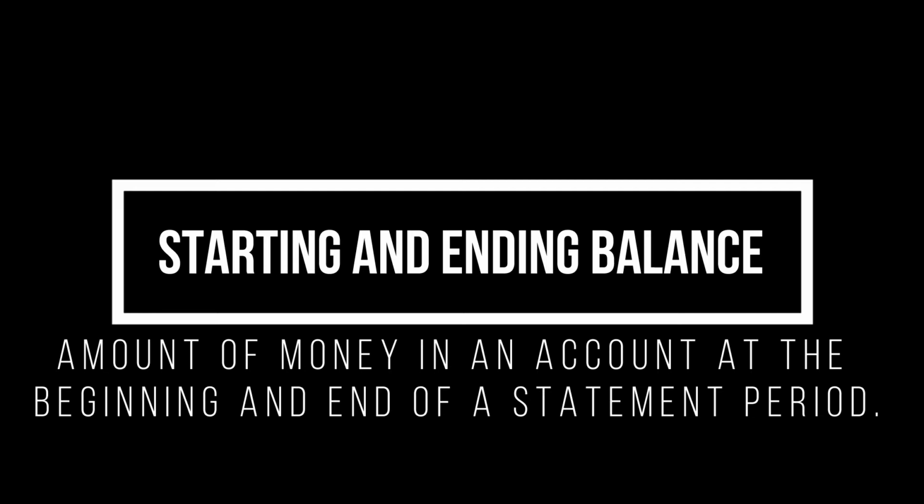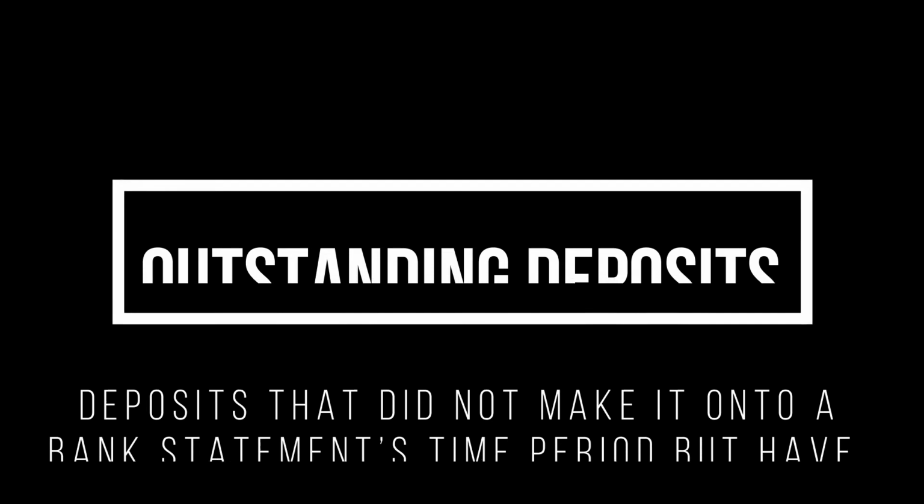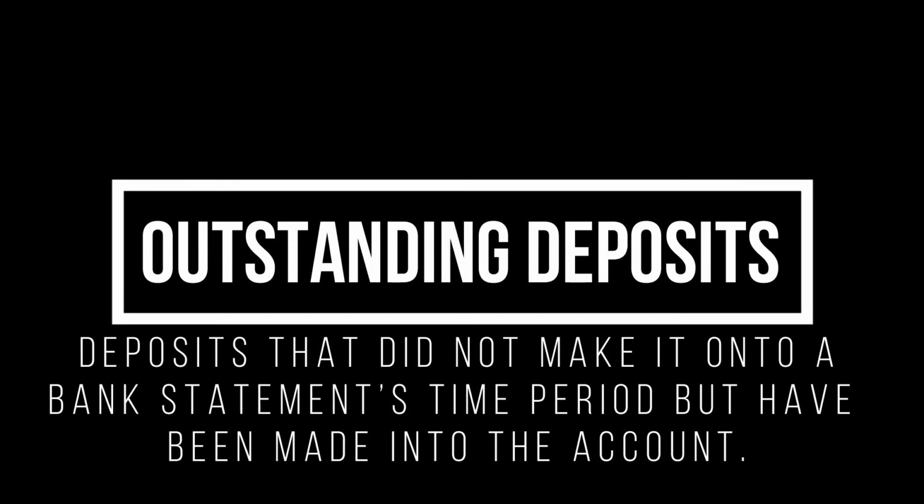Now, in your bank statement, you might not see some deposits or some checks. So let's talk about our next vocabulary word. This is outstanding deposits. Now these are deposits that did not make it onto the bank statement's time period, but have made it into the account. So let's say, for example, your statement ends on August 31st, right? The end of the month. If your statement period ends on August 31st, you went to the bank and deposited a check on August 31st. It may not post to that account until September 1st, but the statement period ends.